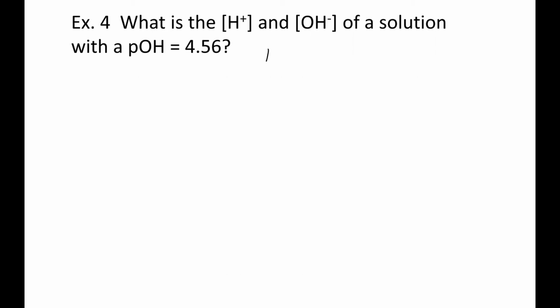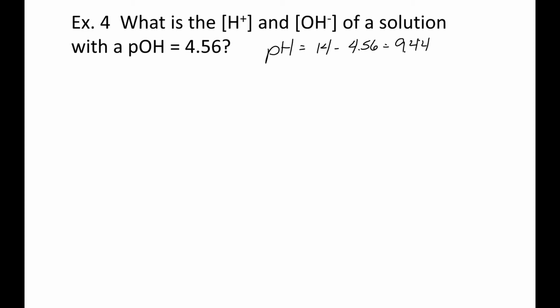What is the hydroxide and hydrogen ion concentration of a solution with a pOH of 4.56? Well, the first thing we have to do is calculate the pH. So that's 14 minus 4.56. And when you do that, you get 9.54. Okay, so now, or actually 9.44, sorry. I can't subtract today. I tried to do that in my head, and it came out wrong.